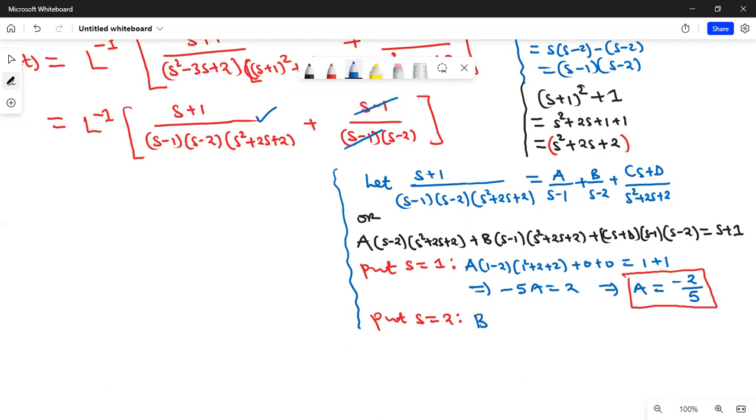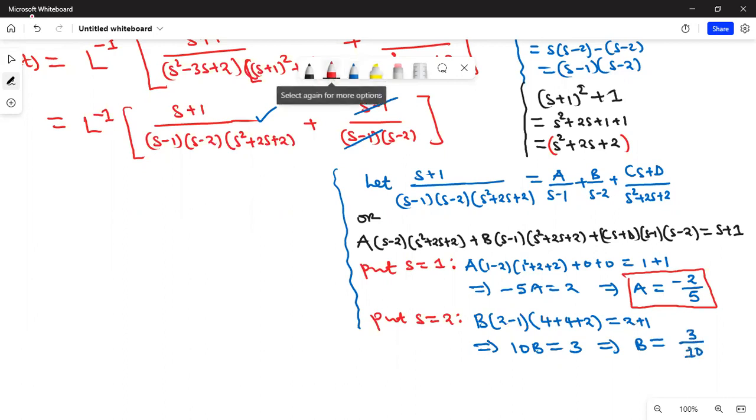So we'll have B into 2 minus 1, 2 squared, that is 4. 2 squared is 4, plus 2 times 2, that's another 4, plus 2 is equal to 2 plus 1. So what you can say here, this simply means that this 8, 10, that's 10B is equal to 3, or B is equal to 3 over 10. We have found B, we still need to find the value of C and D.